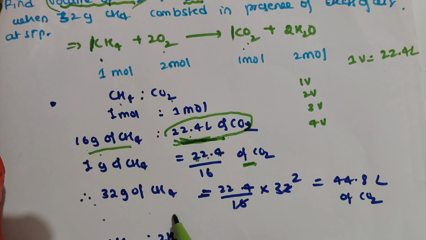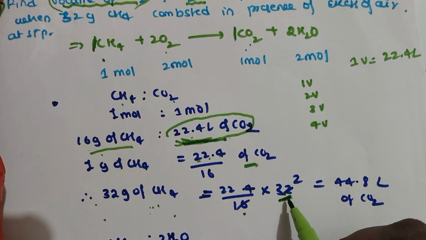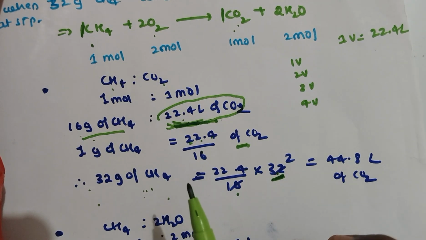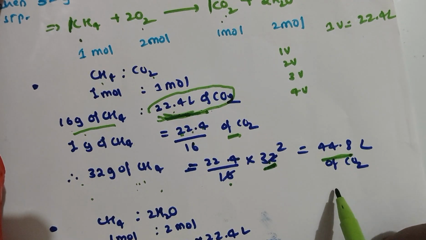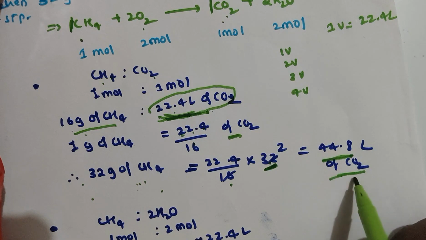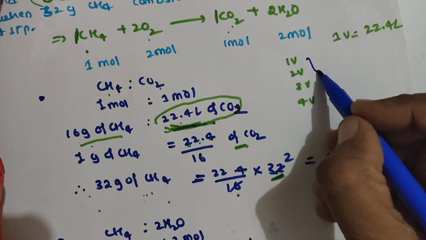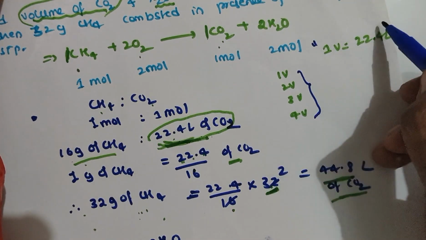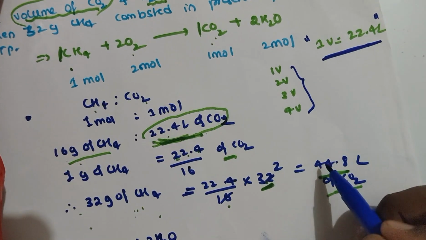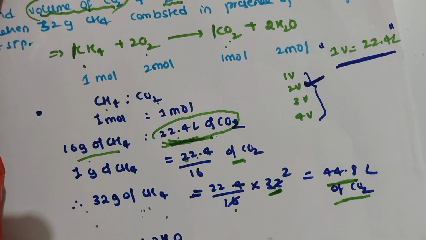Therefore 32 gram of CH4 gives 22.4 divided by 16 into 32. Unitary method, simple mathematics. On simplifying we get 44.8 liter. So the answer is 44.8 liter of CO2. Sometimes in MCQs they give the answer in the form of volumes, 1 volume, 2 volumes, 3 volumes, 4 volumes, like this. We know that 1 volume equals 22.4 liter. Therefore 44.8 liter equals 2 volumes. Sometimes they give it like this.